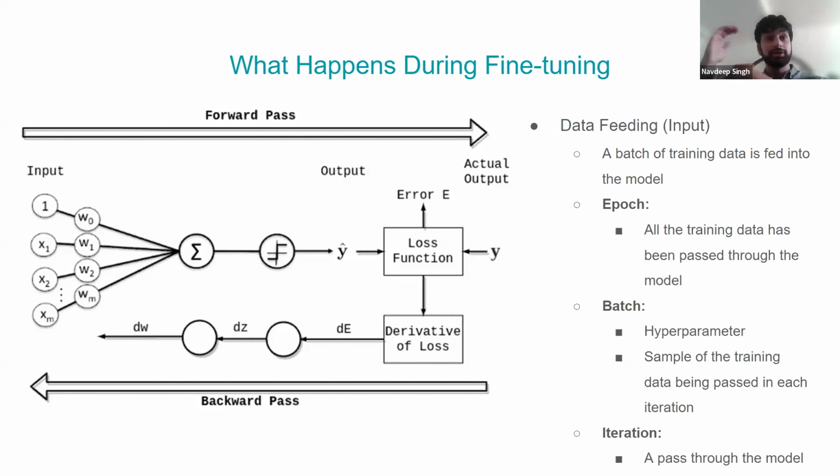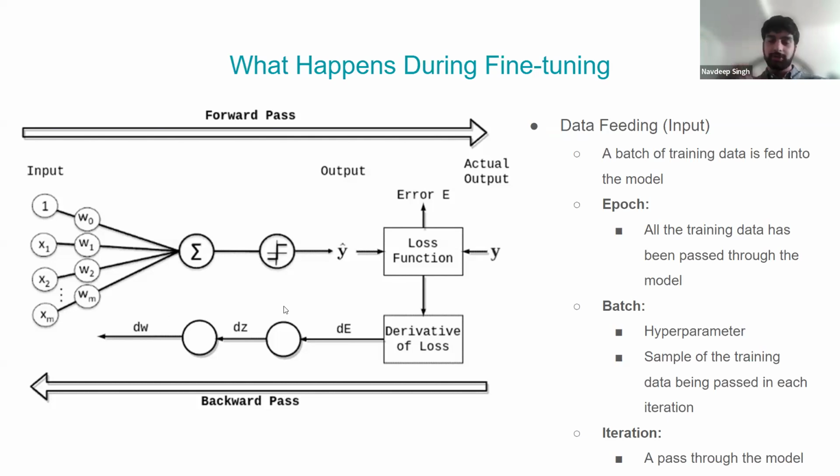So let's say you have 100 samples of training data. The first hyperparameter you're going to want to pick out is the batch. How many of these samples should we pass in per iteration? And one iteration is a pass through the whole model. So if you have 100 samples and your batch size is 20, that means it's going to take you 5 iterations for the entire 100 samples to go through the model.